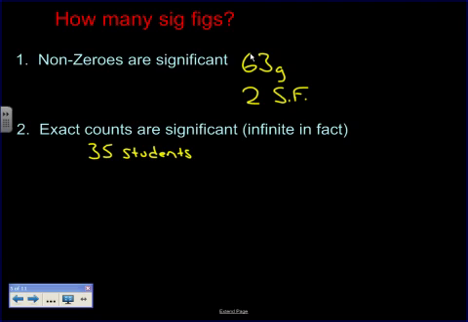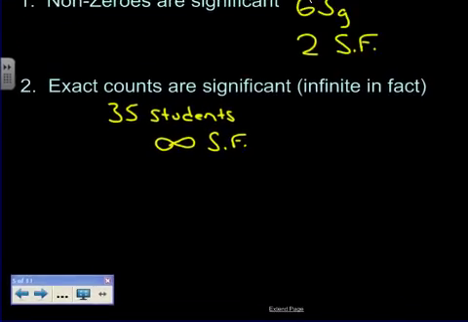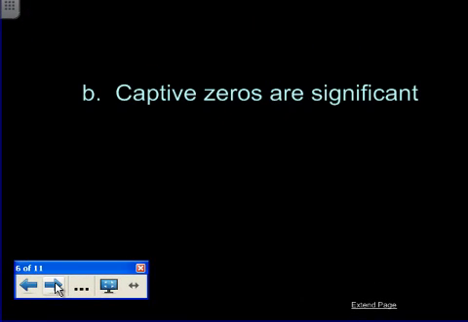In fact, they're infinite. Okay, and what's important about that is that that's not actually a measurement. Okay, that is a count. Counts are different than measurements. So anytime you have an exact count where you've counted something specifically, that has an infinite number of significant figures. In other words, an infinite precision.